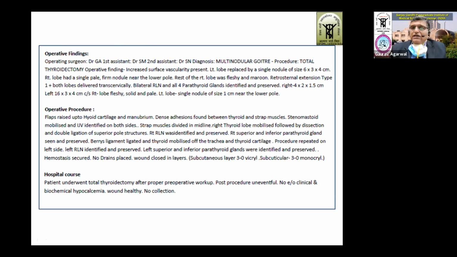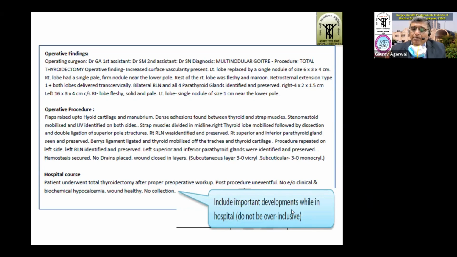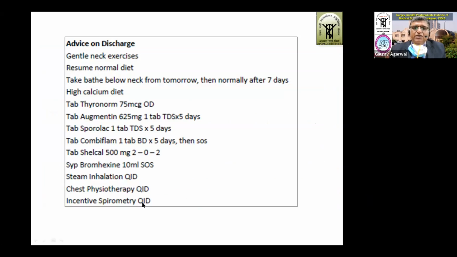And at the end of this, you must include a description about the patient's hospital course, what happened to the patient during the hospitalization, whether the patient was evaluated, prepared for an intervention or surgery or a treatment, what kind of treatment was done, what were the outcomes, was there any adverse event, etc. And you must include important developments while in the hospital, even though it must be emphasized that you should not be over-inclusive. The status at discharge is another important issue, and that must be included in the discharge summary.